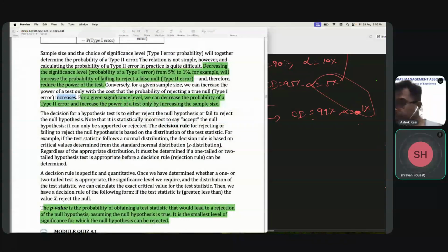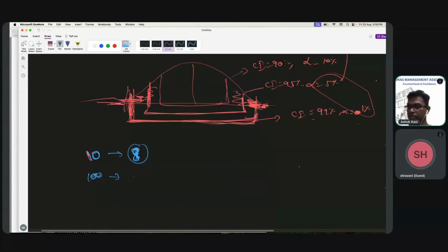We can increase the power of a test only with the cost that the probability of rejecting a true null hypothesis increases, and also we increase the sample size. So when you are interviewing 100 people, you need only 8 people. So you must have rejected 92 people. That means you have rejected many people, but that is fine for you. Type 1 error increased, but at least type 2 error will not go up now, no? Because you have rejected even the slightest doubt. You got this one?